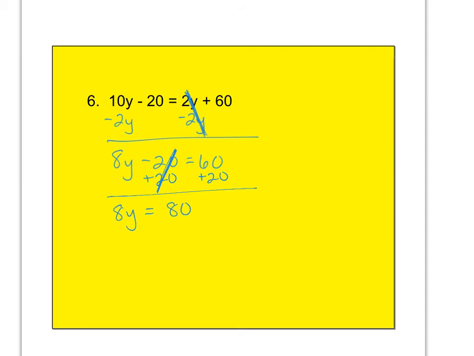Then you have to multiply or divide by the coefficient. In this case, we have 8 times y. To undo a times, we have to divide. So we're going to divide both sides by 8. The 8's on the left side will cancel out, and we end up with y equals 10.